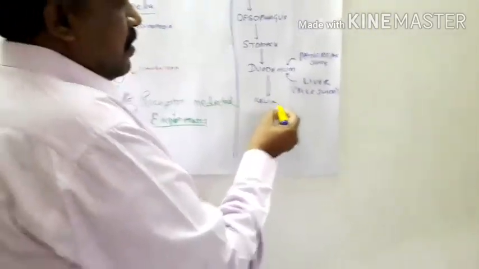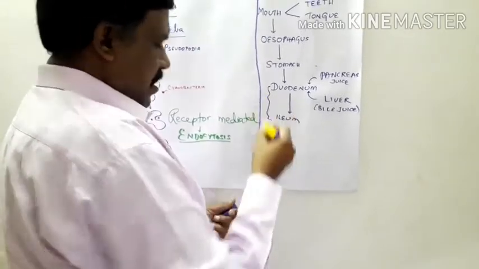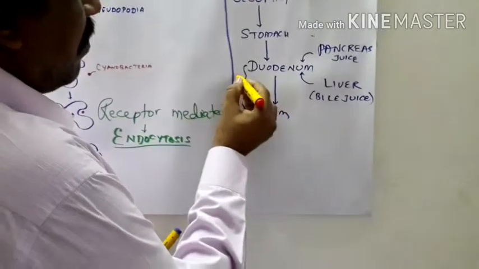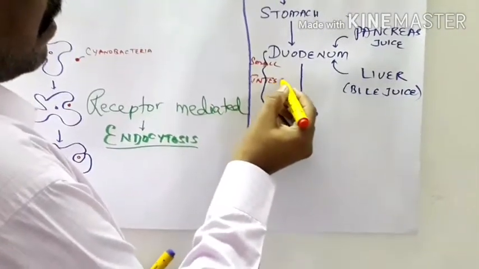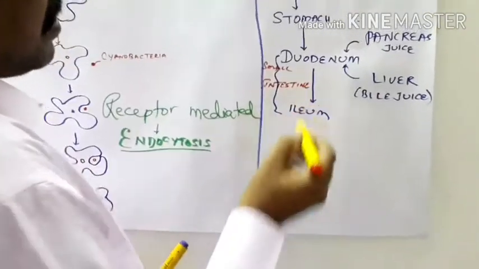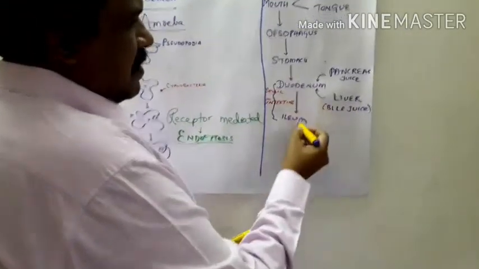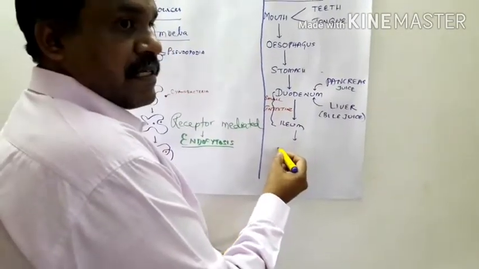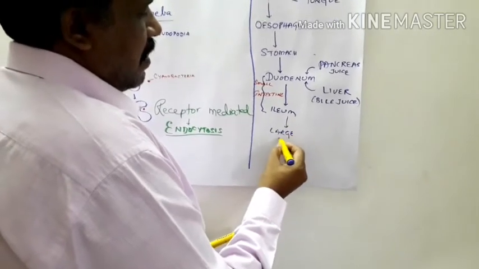I-L-E-U-M. So these both are the parts of the small intestine. So let me mention here: they both are the parts of the small intestine. Then after this, the next process is that they pass into the large intestine.